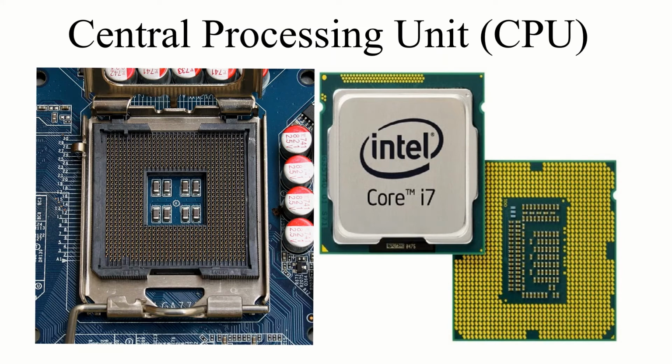So for multi-core, for example, a server with two hexa-core CPUs has a total of 12 processors, or a server with two octa-core CPUs has a total of 16 processors. So in the picture, you can see the processor and the processor slot in the motherboard.